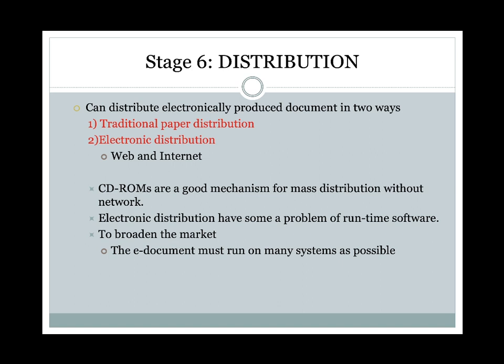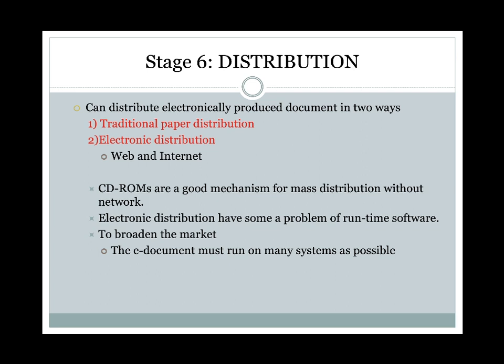And stage 6 is about the distribution part. We have two kinds of distribution. First is traditional paper distribution, and also we have another one, electronic distribution. Designs like flyers and physical magazines, the real magazine, not the digital magazine, are also considered publications that you can use in this subject.